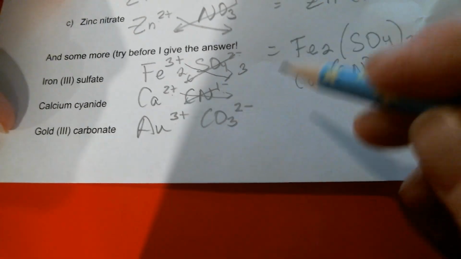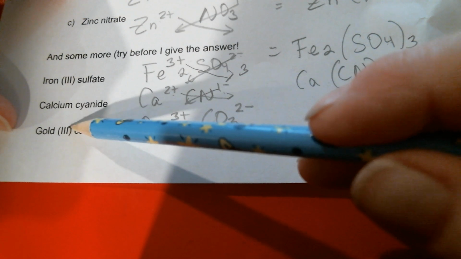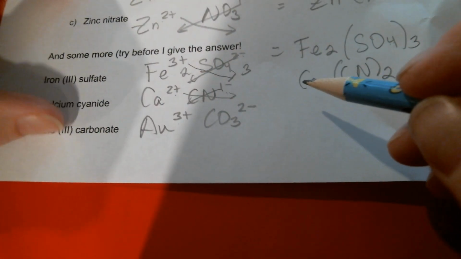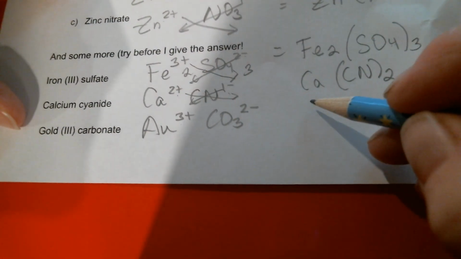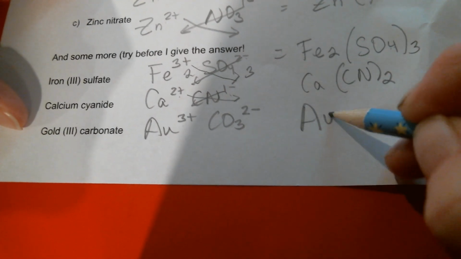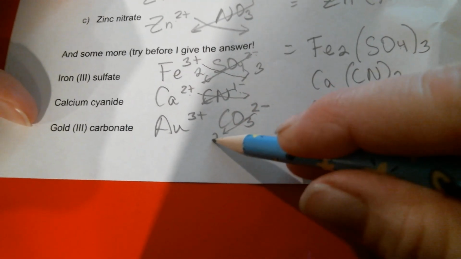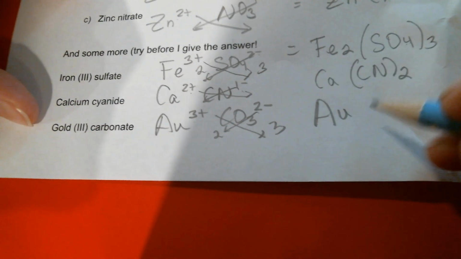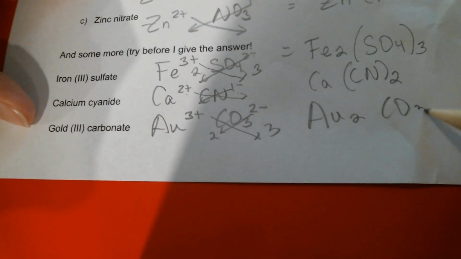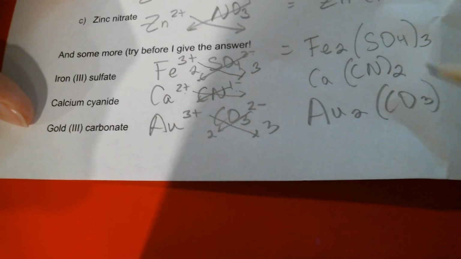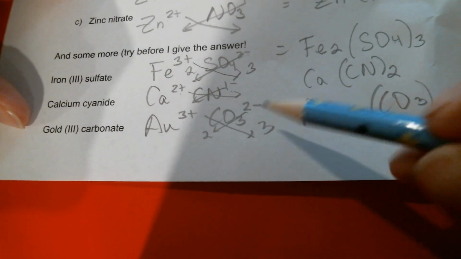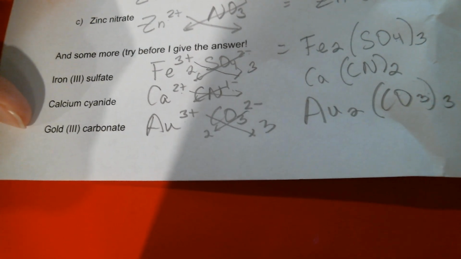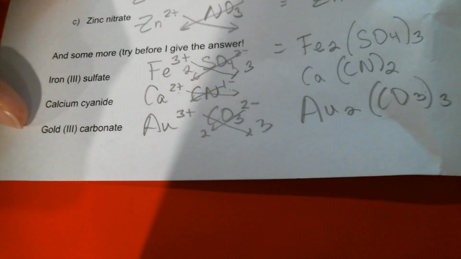Okay, I've got gold 3, and I know it's 3 because it says right here. Use that instead of what's on the periodic table. So Au with the 2, and then I have CO3, which I put in parentheses, because I'm bringing down a 3. If this were a 1, I would not need the parentheses. And so these are my final answers.